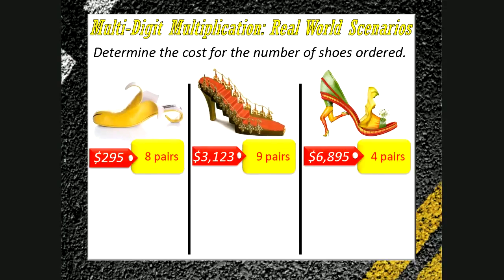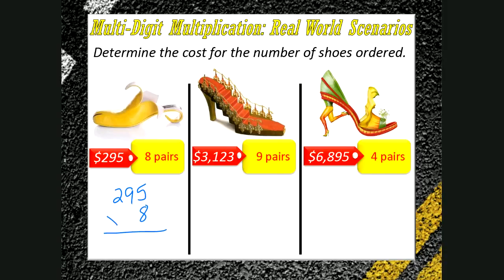$295 for 8 pairs of shoes. You would do it just as we've been practicing with two-digit multiplication already. We would set up our 295. Not really necessary right now to add a decimal point because we don't have any change here. It's a whole number, no cents to go along with it. And then we're going to multiply it by the number of pairs of shoes that we are purchasing.